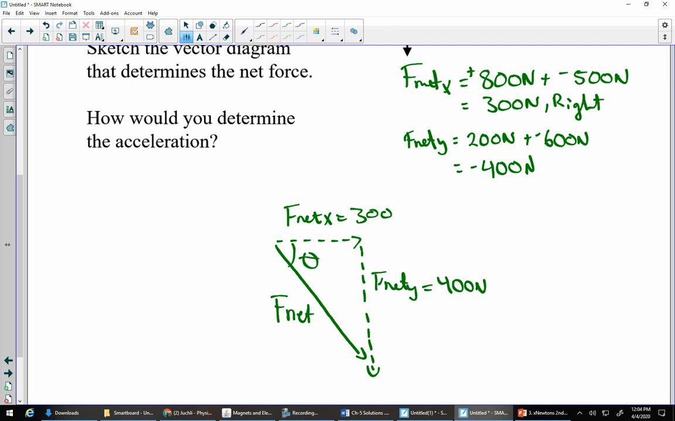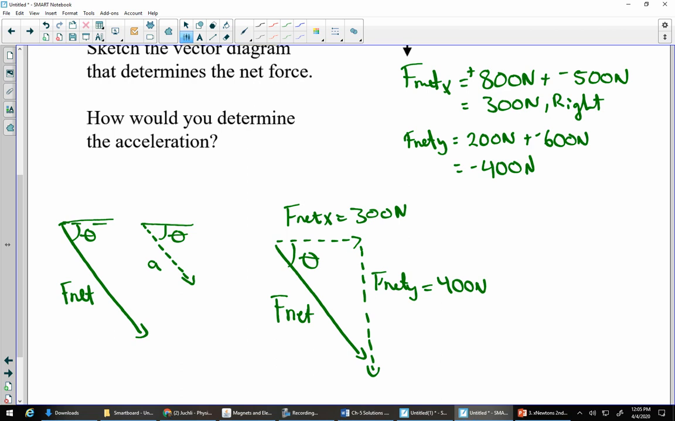So the question is, could you solve for that net force using some Pythagorean theorem? Could you solve for the angle using some tan function? And yes, absolutely you can. We've done that a whole bunch before. Now, if I know that the net force is at that angle going downwards, Newton's second law says whatever the direction the net force is in, that's going to be the exact same direction as my acceleration. So my acceleration is going to be in the exact same direction.